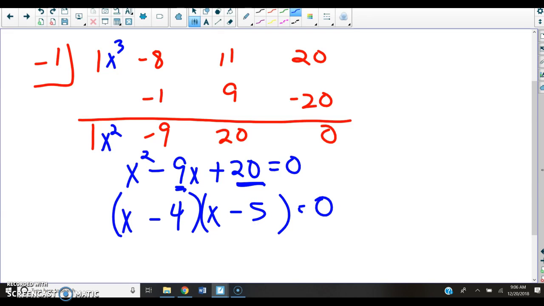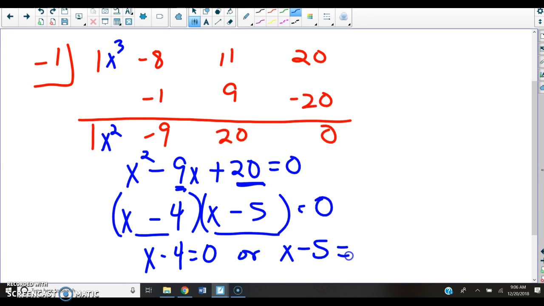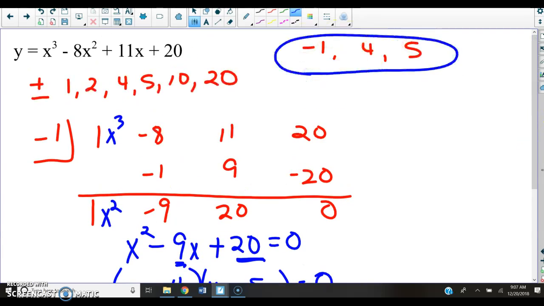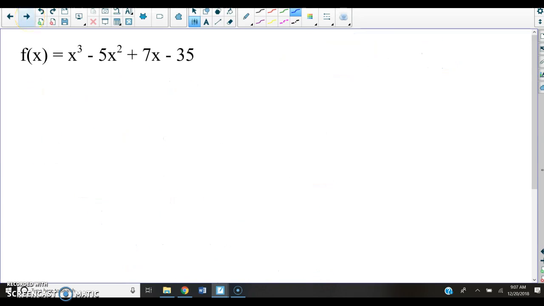Okay, now the zero product property says that if the product of two or more factors is 0, one of those factors has to equal 0. Okay, so if x minus 4 equals 0, x is 4. If x minus 5 is 0, x is 5. So these are the zeros for this function. Okay. This would be done the same way.